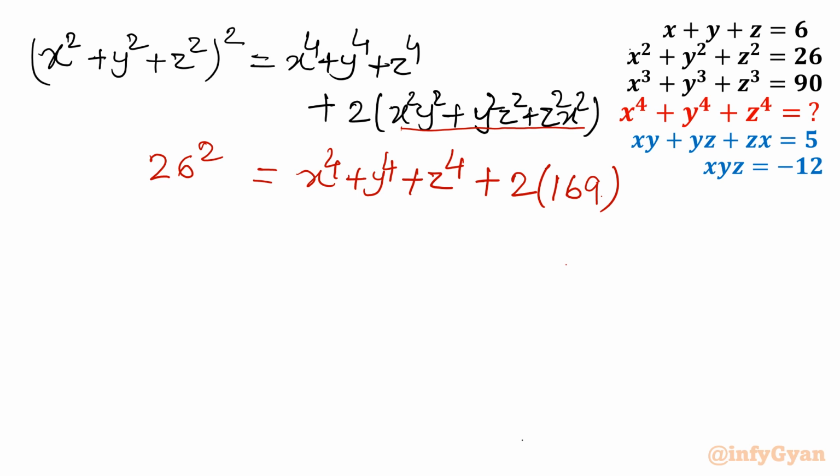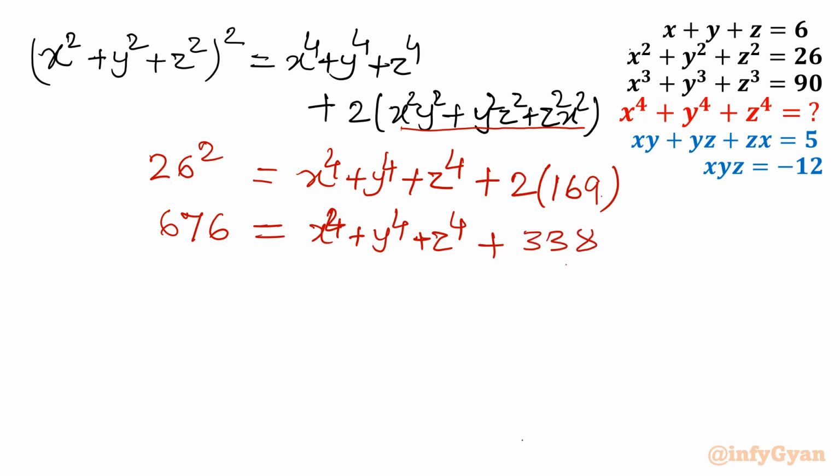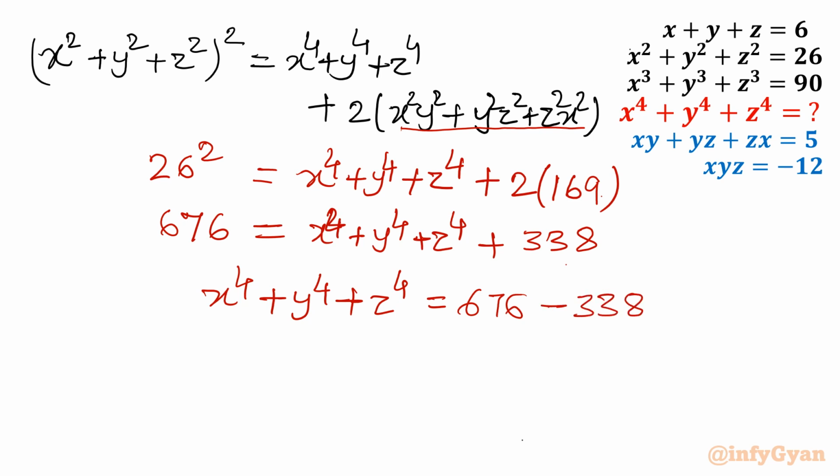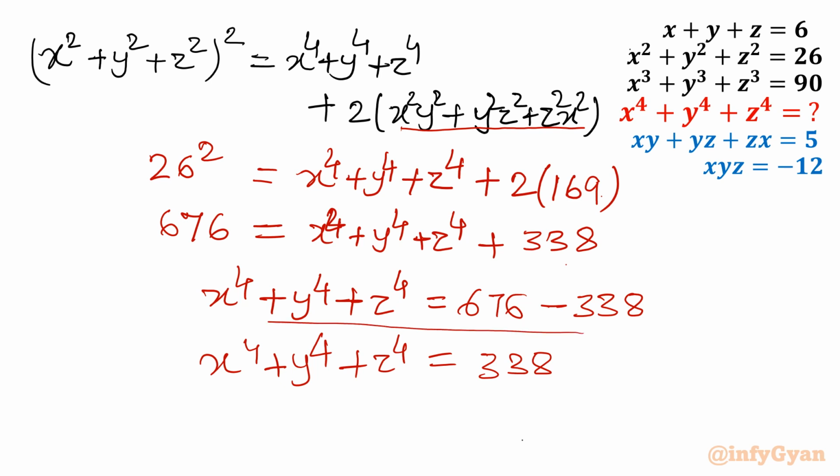26 square is 676. So x power 4 plus y power 4 plus z power 4 plus 2 times 169, this value is 338. So our answer is there. That value will be 676 minus 338, so the answer comes out as 338. This is how we will calculate, and this was one Olympiad maths problem.